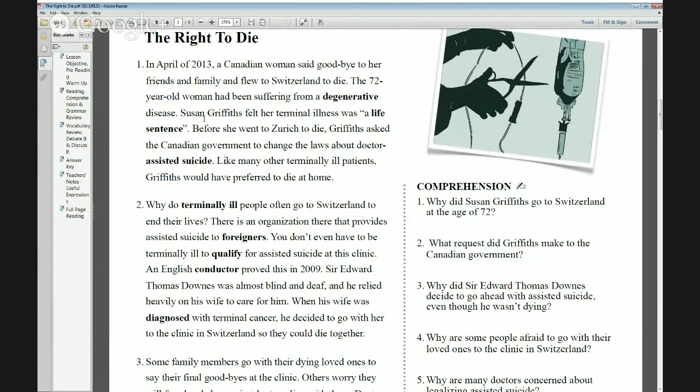In April of 2013, a Canadian woman said goodbye to her friends and family and flew to Switzerland to die. The 72-year-old woman had been suffering from a degenerative disease. Susan Griffiths felt her terminal illness was a life sentence. Before she went to Zurich to die, Griffiths asked the Canadian government to change the laws about doctor-assisted suicide. Like many other terminally ill patients, Griffiths would have preferred to die at home.